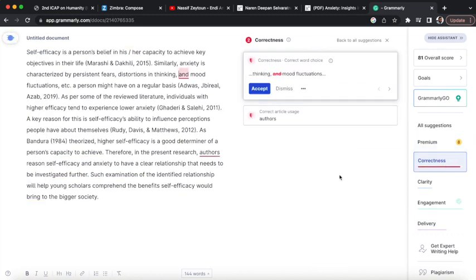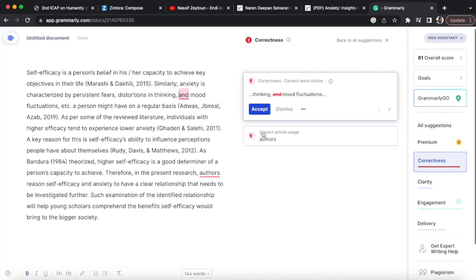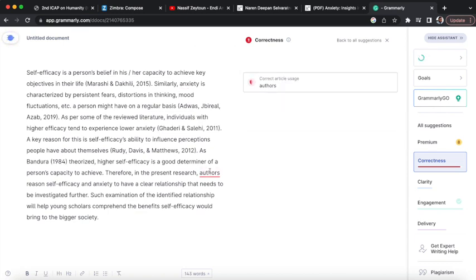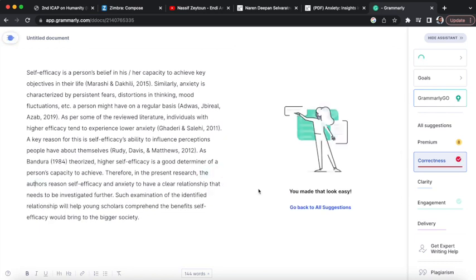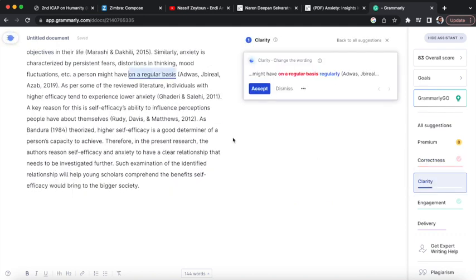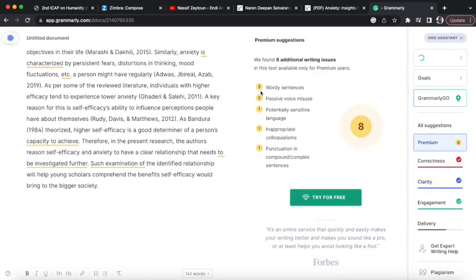Now correctors, there are some errors. Okay, I'm going to accept these things. Okay, that is corrected. The authors, that is also corrected. See, here I have mentioned a person might have on a regular basis. So Grammarly is asking me to correct this, might have regular rather than saying on a regular basis. Yes, it makes sense. I'm going to select that.